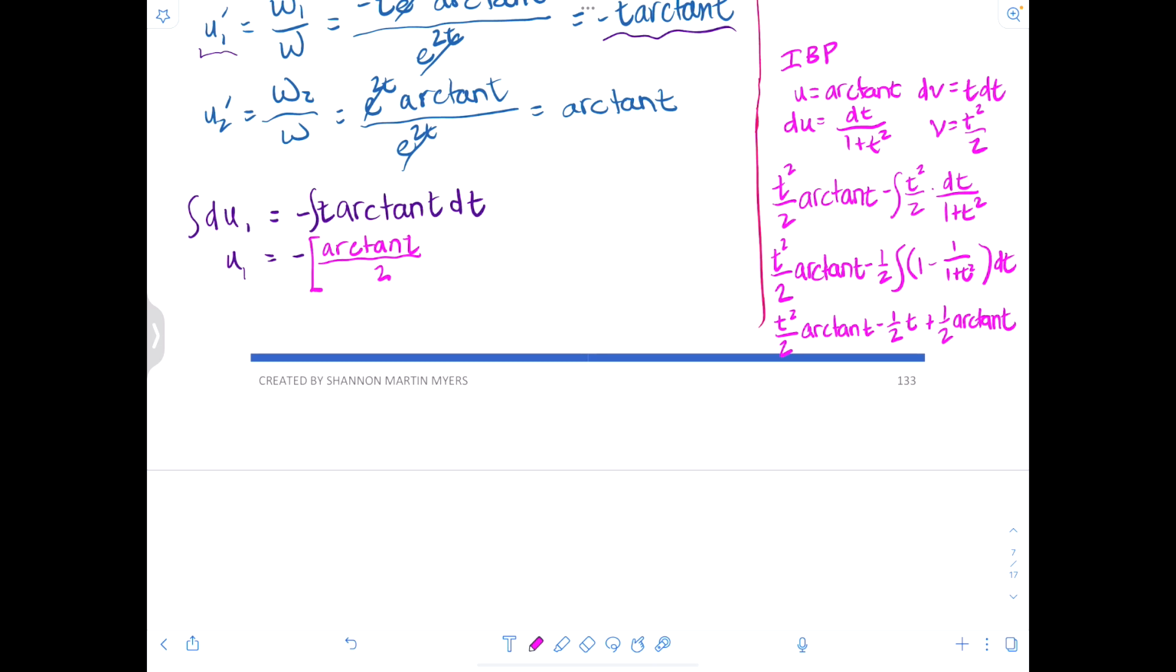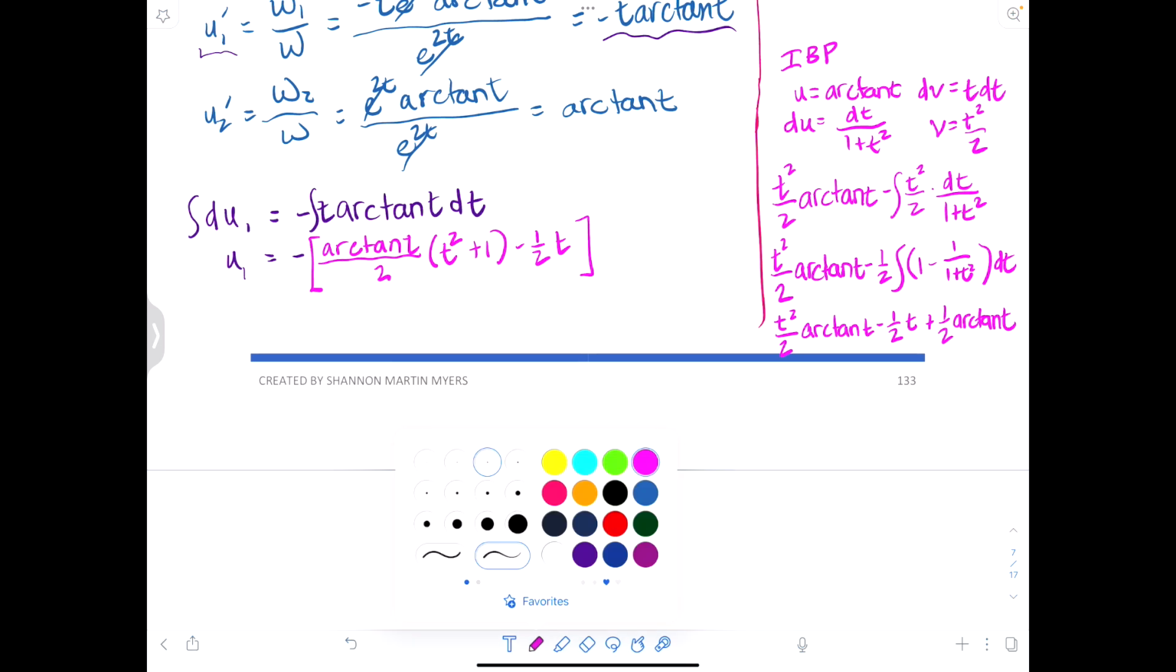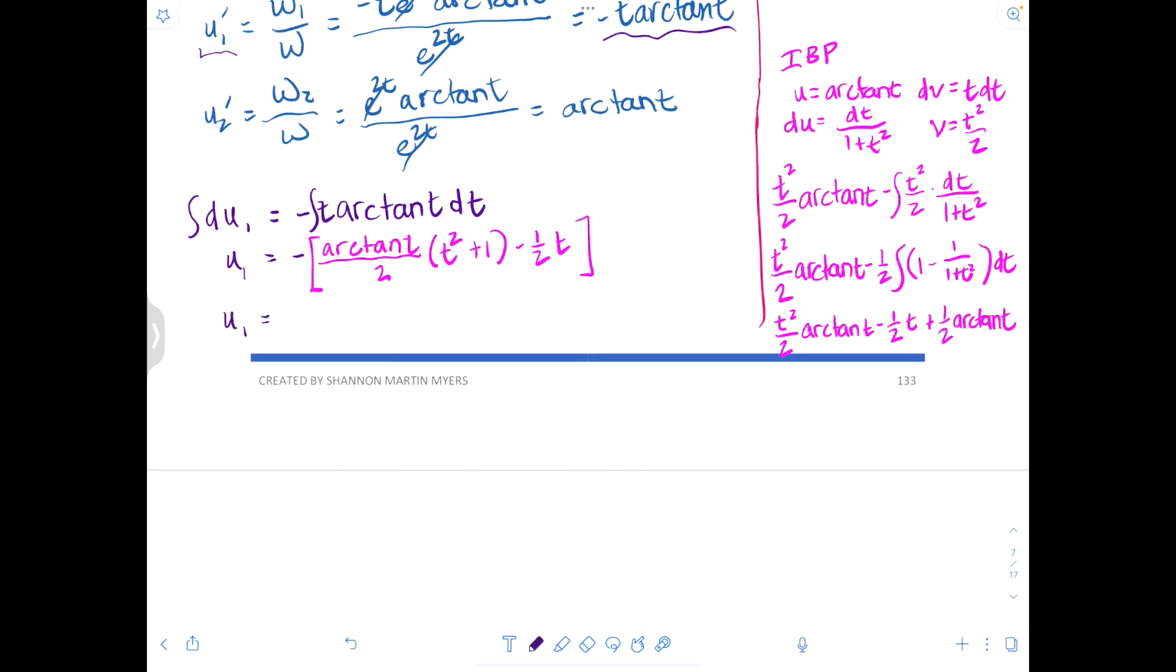I'll put a grouping symbol. Arc tangent at t over 2. And then I would have t squared plus 1, and then minus 1/2 t. But we've got that negative symbol, so u1 will end up being negative arc tangent at t over 2 times t squared plus 1 plus 1/2 t. Well, that one was wild, huh?